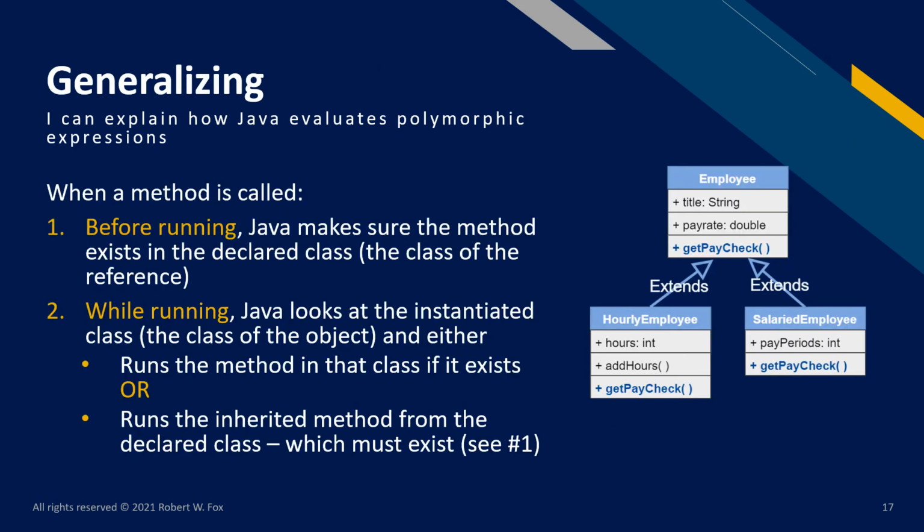We've seen lots of examples today, so I'd like to finish by just summing up what we've talked about, because it all has to do with what happens when we call a method. So the first thing is, before we run the code, Java is going to make sure that that method exists in the declared class. But then while the code is running, Java is going to look at the actual object, and it's either going to run the method in that object, or it will default and run the inherited method from the declared class.